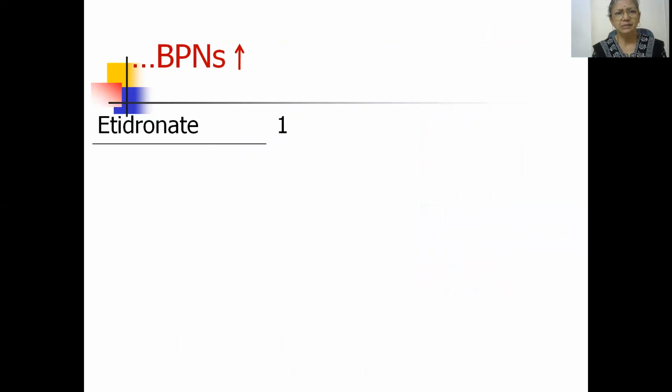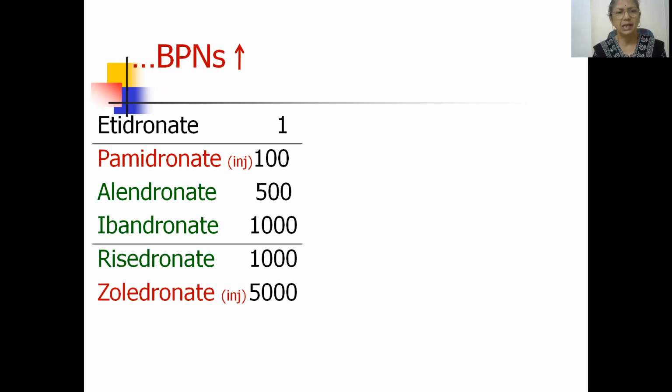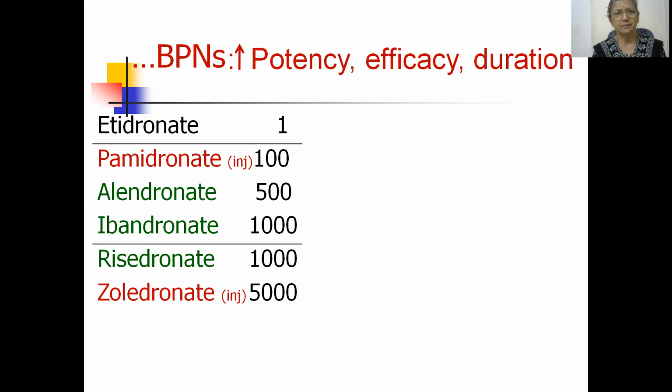So bisphosphonates have been developed in batches, which we call generations. Etidronate was the first generation, pamidronate, alendronate, and ibandronate second generation, and risedronate and zoledronate are called third generation bisphosphonates. With every generation, the potency has increased, the efficacy has increased, and the duration of action has increased.